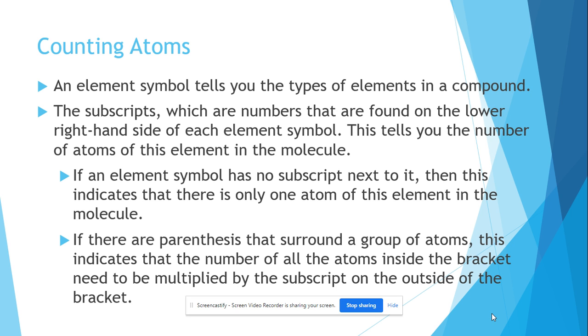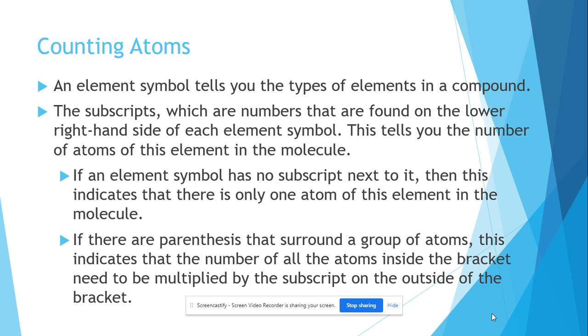Hopefully you remember that an element symbol is going to tell you the type of elements in a compound. And the subscripts, which are the numbers found in the lower right-hand side of each element symbol, are going to tell you the number of atoms. Now, a couple of things to remember about subscripts: if there is no subscript, then that means there is an understood one atom for that particular element.